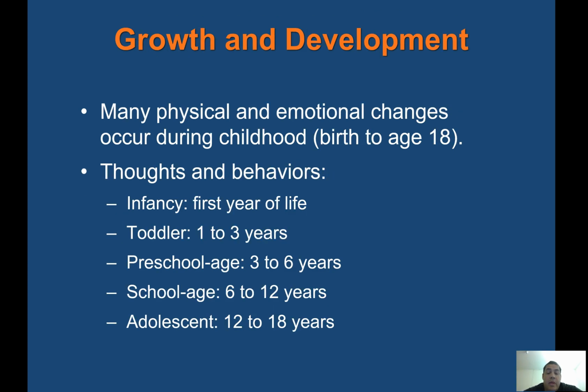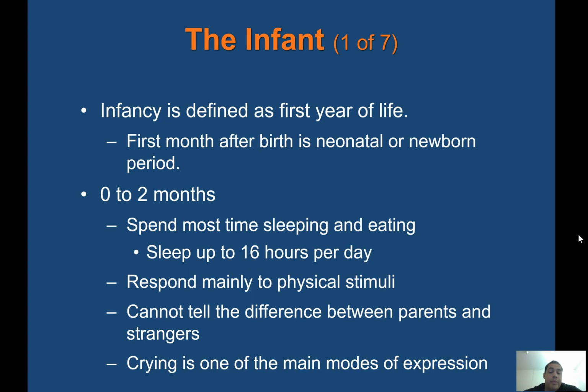Growth and development. Many physical and emotional changes occur during childhood, birth to age 18. Thoughts and behaviors. You guys should know the different stages of growth and development: infancy, toddler, preschool, school age, and adolescent. Infancy is defined as the first year of life. The first month after birth is the neonatal and newborn period. 0 to 2 months, spend most time sleeping and eating, sleep up to 16 hours per day. Respond mainly to physical stimuli, cannot tell the difference between parents and strangers. Crying is one of the main modes of expression.